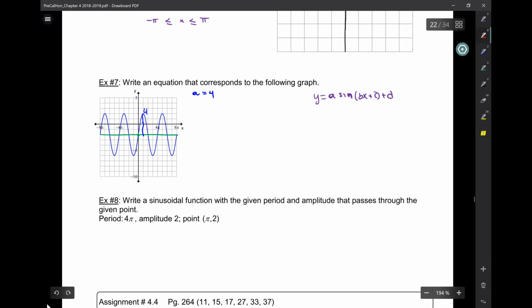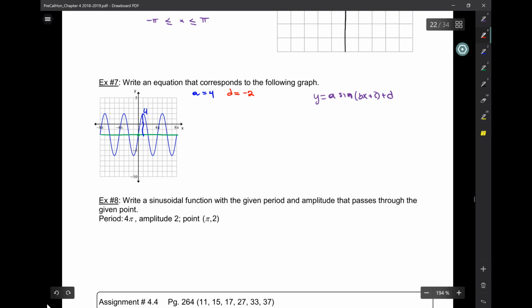Another one that's easier to see, or more straightforward, is the vertical shift. And you can see here that the axis of oscillation has shifted down from the x-axis by 2 units. So D is -2.